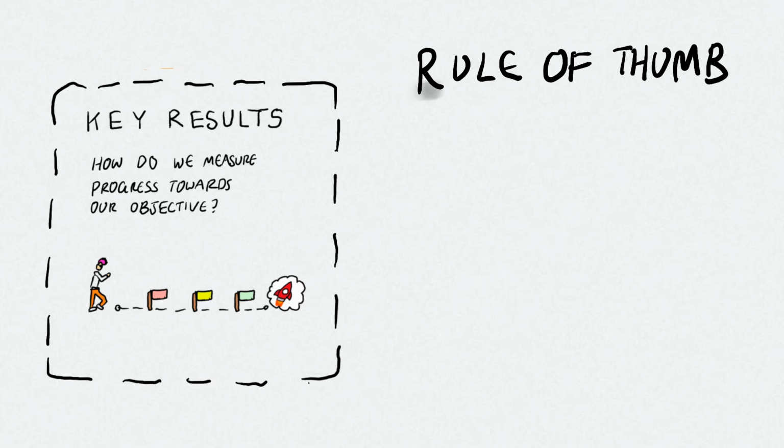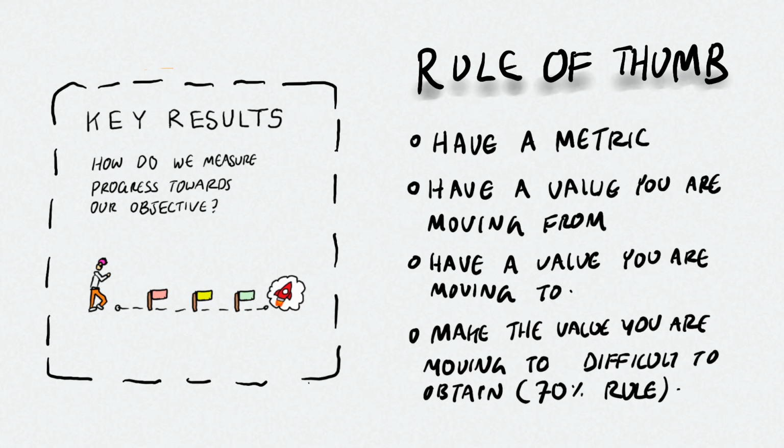Now that we have an understanding as to why key results exist and where they can fit into an organization, let's talk about how to structure a key result, why that is important for measuring success, and focus and bringing value. There are 4 main rules of thumb that I've come across when constructing a key result. They are having a metric, having a value that you are moving from, and having a value that you're moving to, and making the value you are moving to difficult to obtain. So your 100% then becomes 70%.